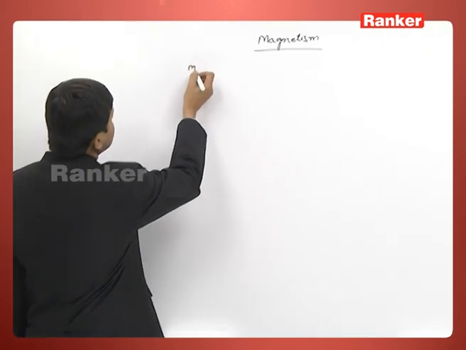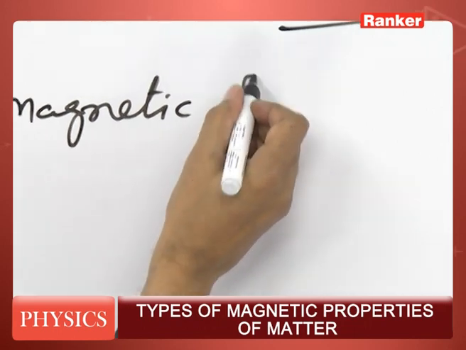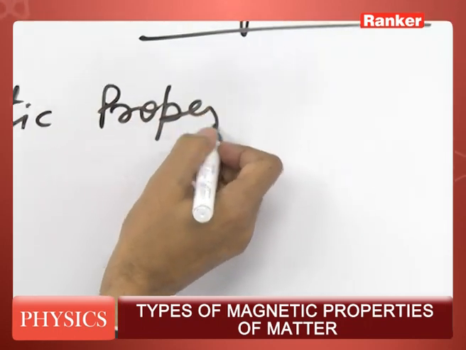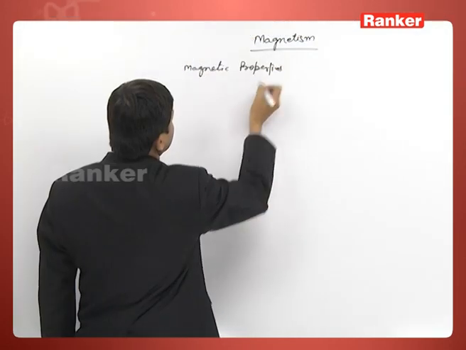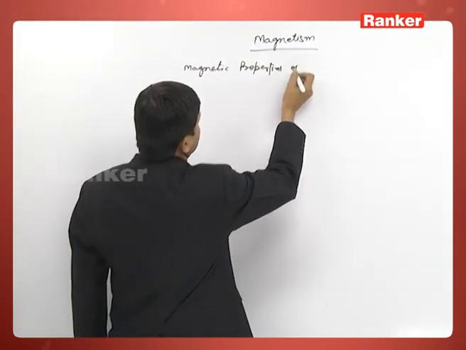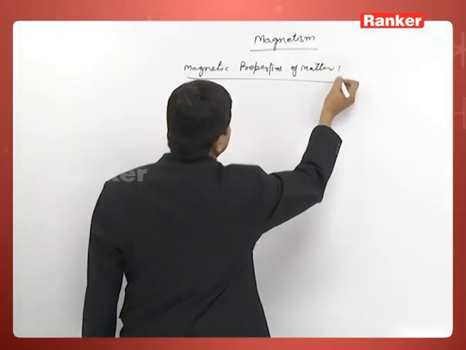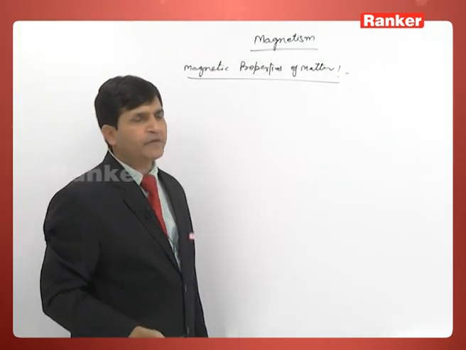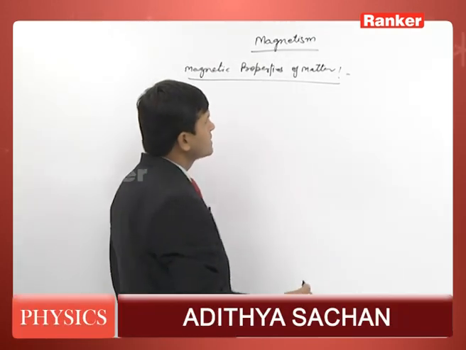Now see the magnetic properties of matter. As we have defined, there are three categories of matter.